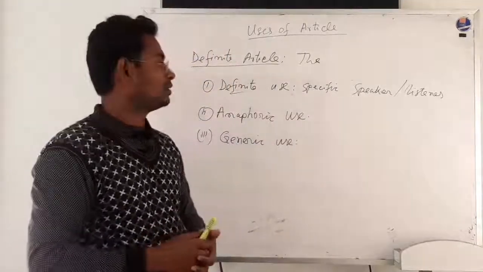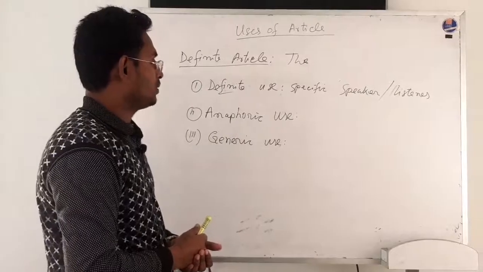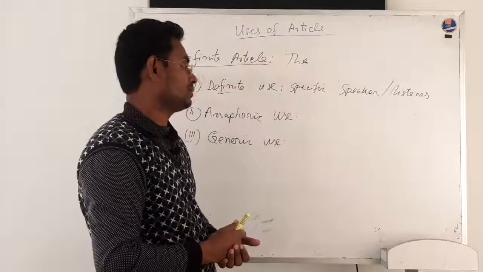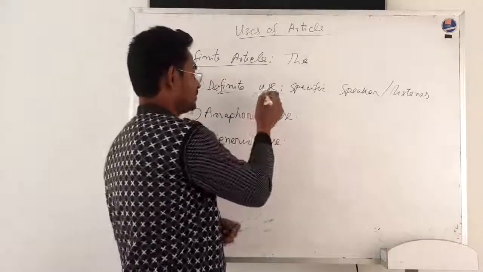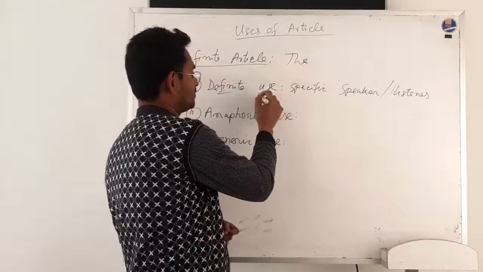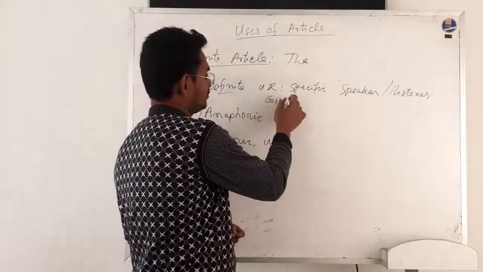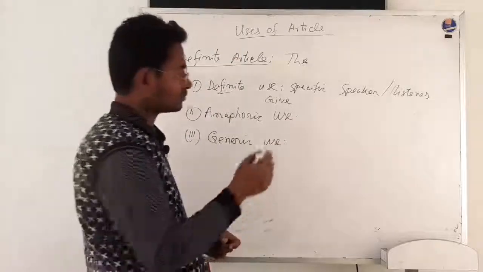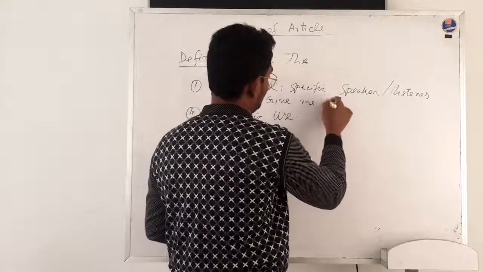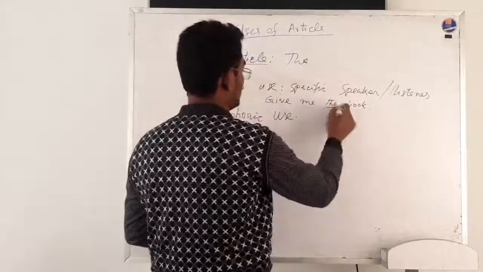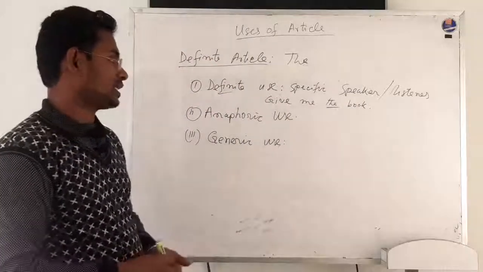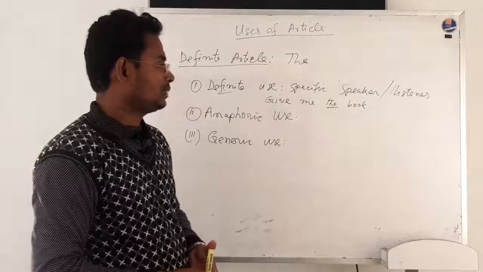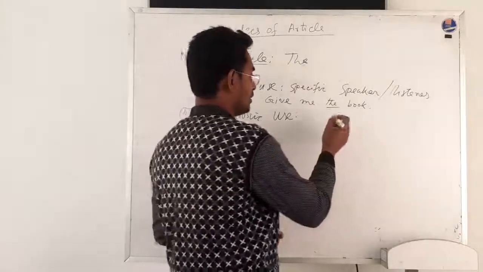When the speaker and listener both know about what person or thing we are talking, we call it definite use. Suppose, give me the book, this is fixed. Suppose I am just coming into the class, asking for a book from the students. Dear students, give me the book. Both the speaker and learners will know which book I am talking about.